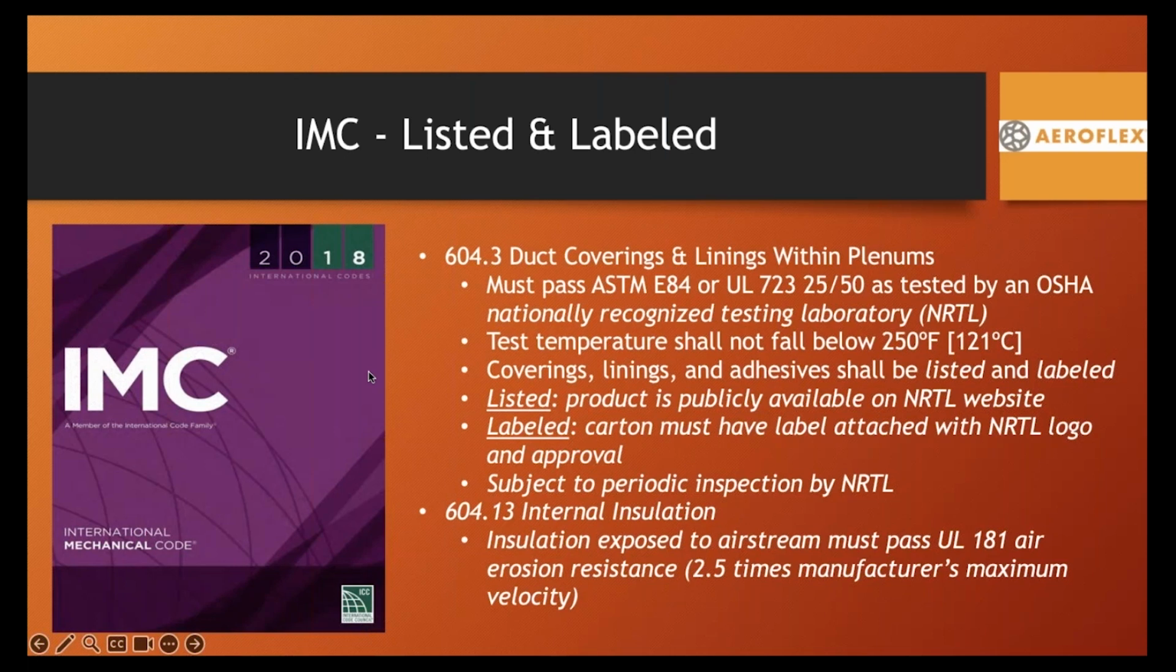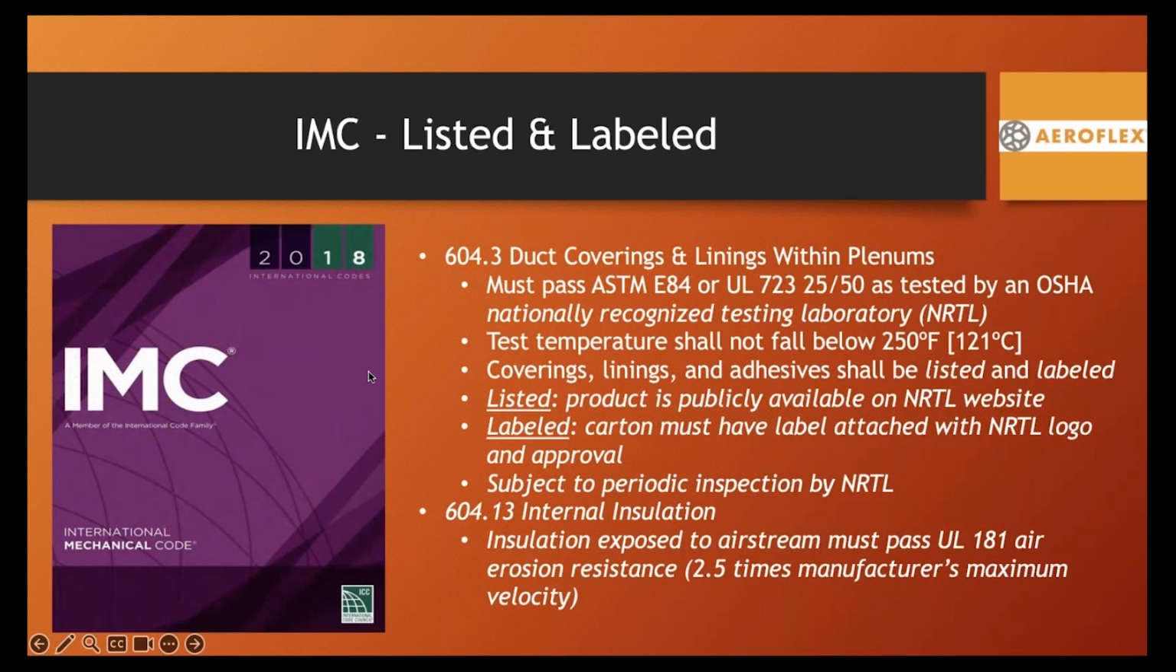In 2018, the International Mechanical Code added language for duct coverings and linings within plenums known as listed and labeled. A plenum is a space between, say, a drop ceiling and the roof where a lot of mechanical equipment, piping, ductwork, electronics will run through that space, and it's critical that materials in that space do not promote flame spread or smoke. So with this listed and labeled requirement, let's break it down.